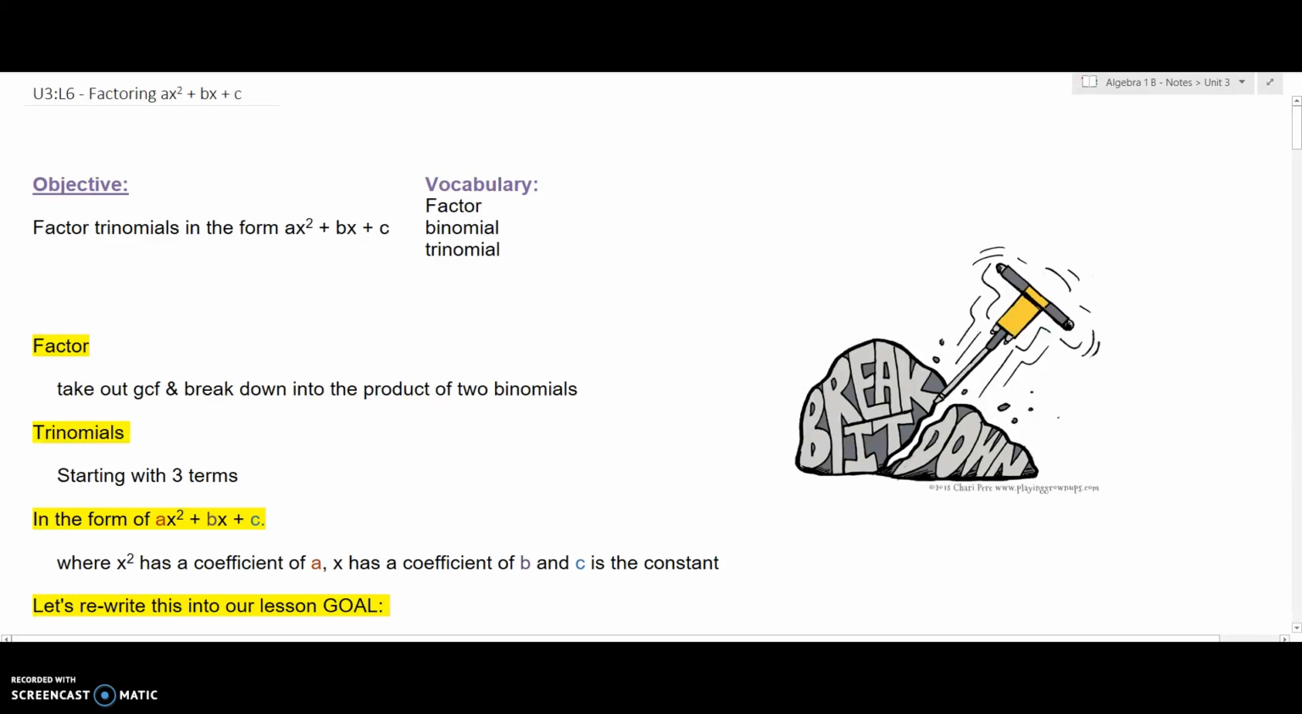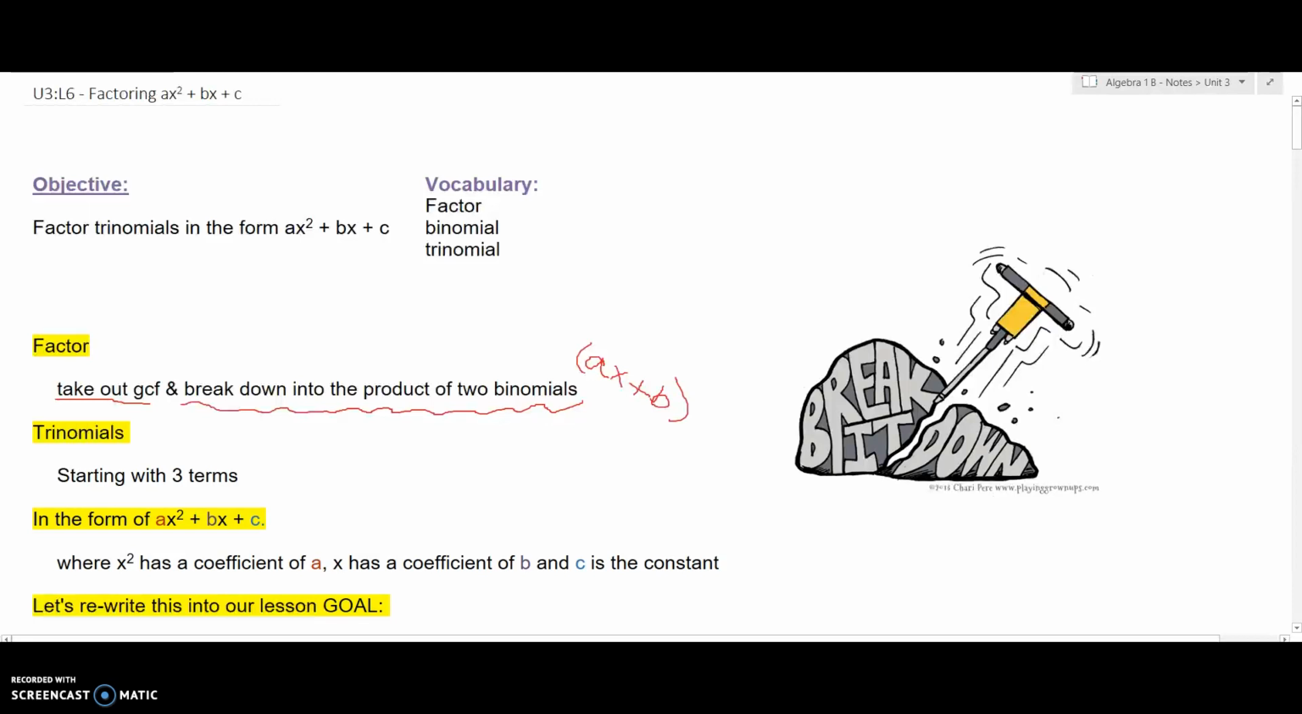So before we get started, let's go ahead and break down our objectives so we know what the goal of today's lesson is. At this point in our studies, we know that when we say the word factor, this means that we are going to take out a GCF, and we are also going to break down our trinomial into a product of two binomials, remembering that a binomial is two terms, typically in the form of ax plus b. Product means multiplied, so we're looking to multiply two binomials together.